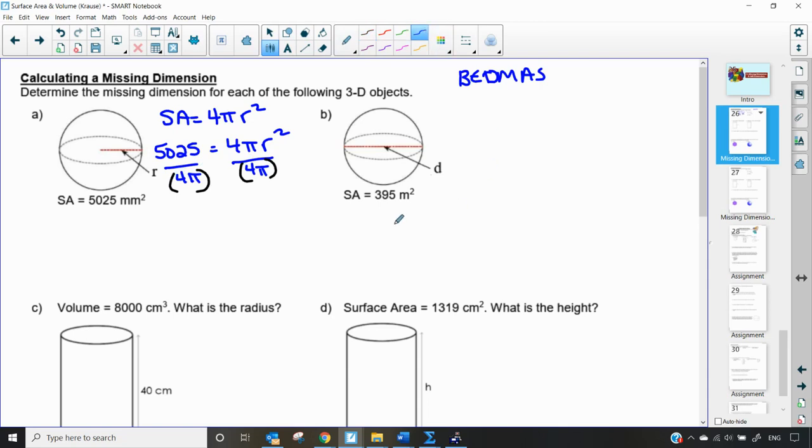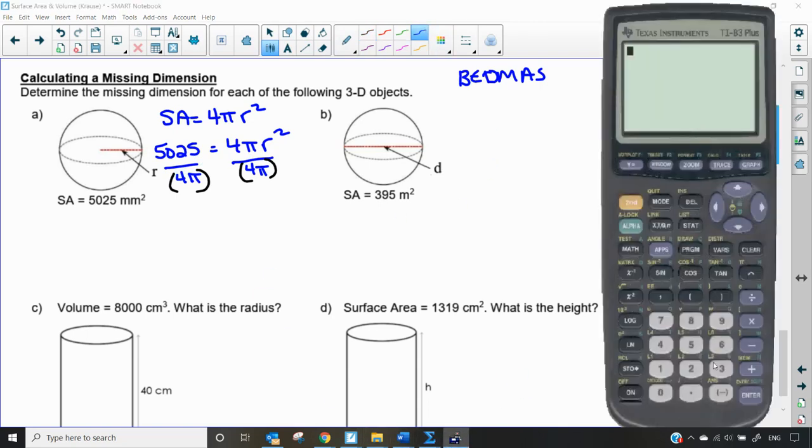So putting that into our calculator, we would have 5,025 divided by, in brackets, 4 pi, which is the same as going 5,025 divided by 4 and then dividing by pi. Gives us the same answer. What we don't want to do is 5,025 divided by 4 pi, because our calculator is scientific, meaning what your calculator is actually doing is 5,025 dividing by 4 and then multiplying by pi. So that's why those brackets are important.